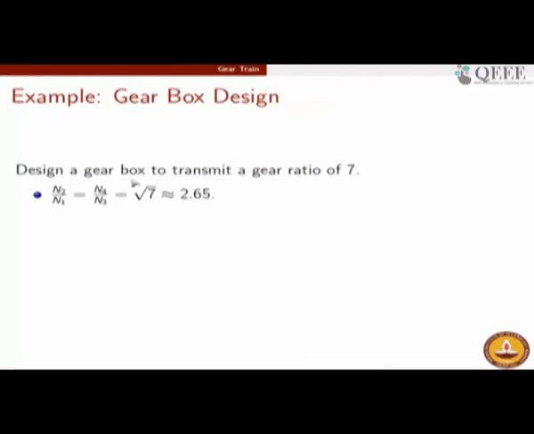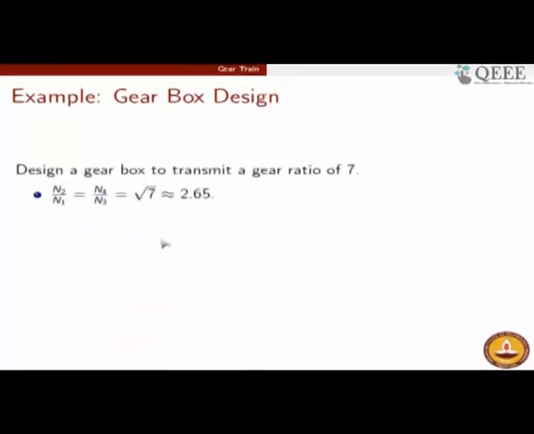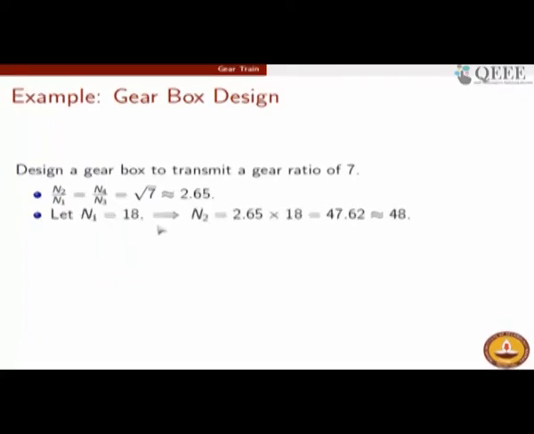So the question is to design a gearbox to transmit a gear ratio of 7, let's say. Our policy of having a gearbox with minimal size demands that the individual gear reduction ratio should be square root 7. So for this two-stage reduction, the first stage should have a gear ratio of square root 7. The second stage should also have a gear ratio of square root 7, and square root 7 works out to be about 2.65.